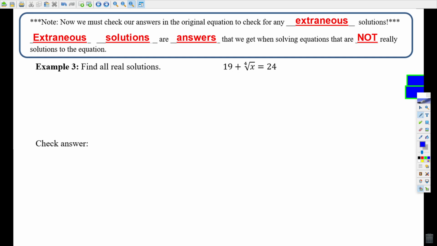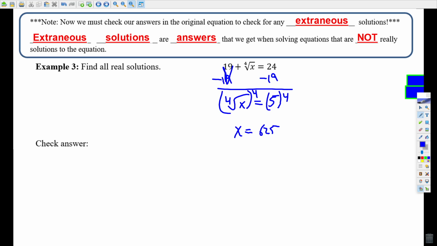Okay, so we're going to subtract 19 from both sides. So we get the fourth root of x. This goes away. This will be the answer 5. And then we'll raise both sides to the 4th power to get rid of the 4th root. 5 to the 4th is 625. All right, let's plug it back in and see. So we have 19 plus the 4th root of 625 equals 24.